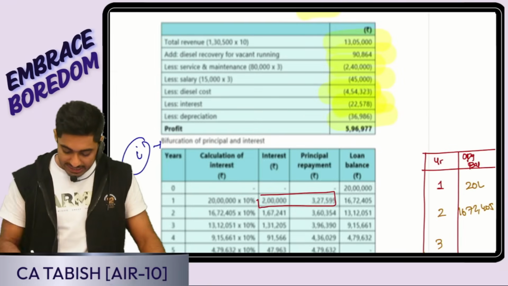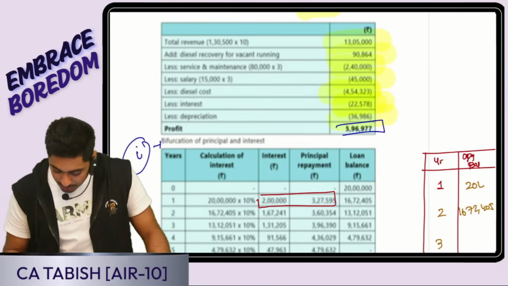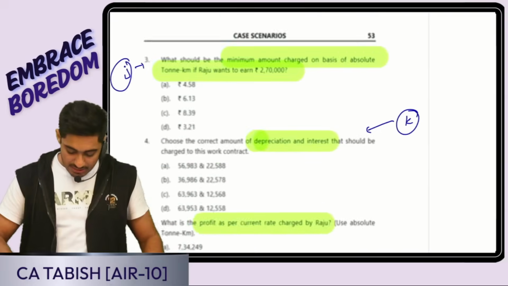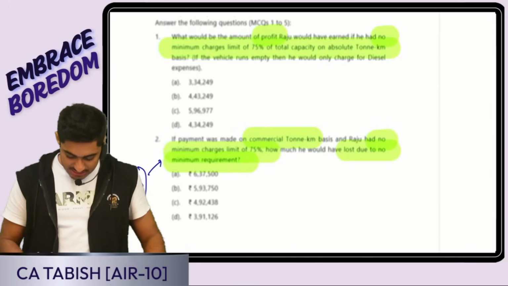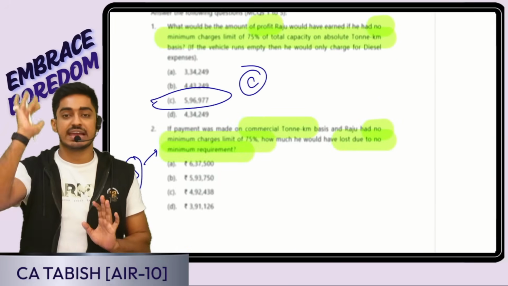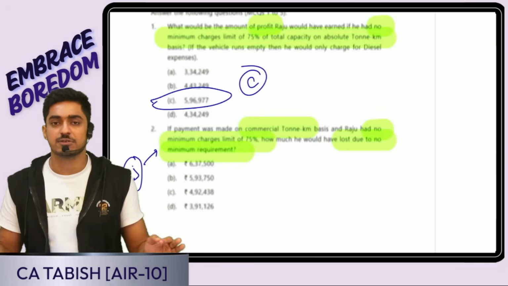So I've got all the items. Once I reduce, I will arrive at my profit, which comes to 596,967. Is this clear, everyone? First requirement is over. Yes, 596,967. Option number C. Perfect. Now comes the second part of the question. Every part of the question is gold.